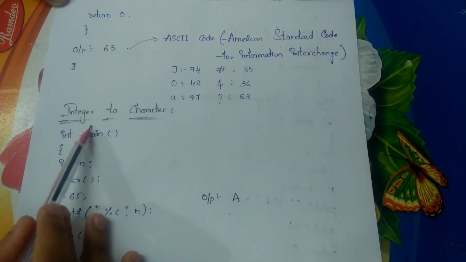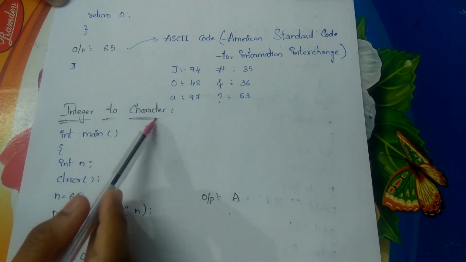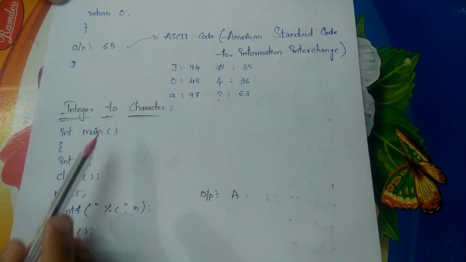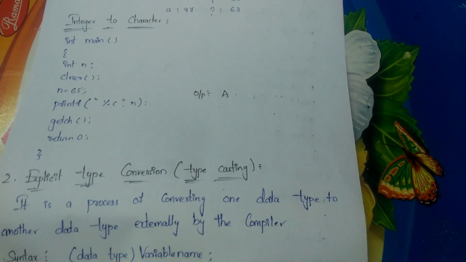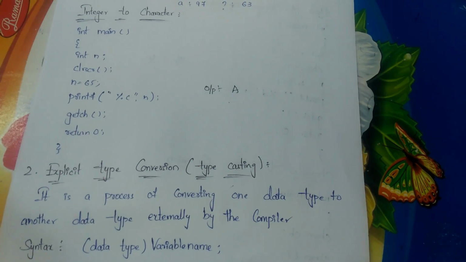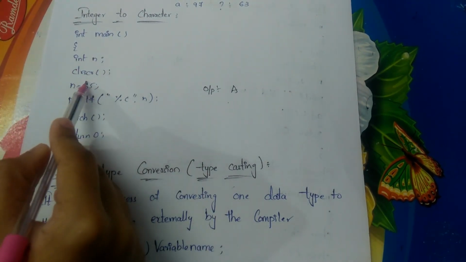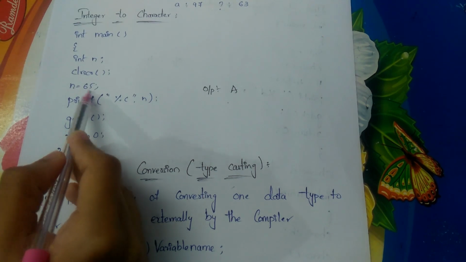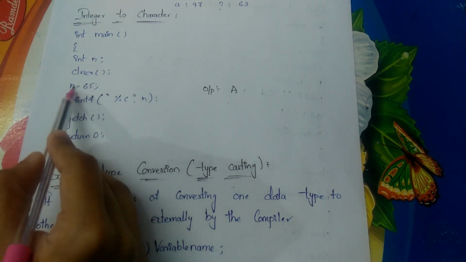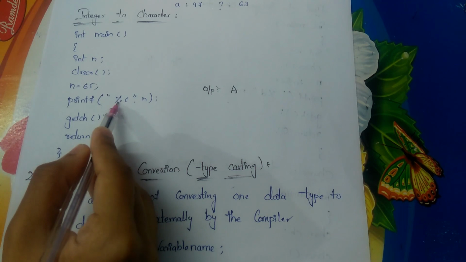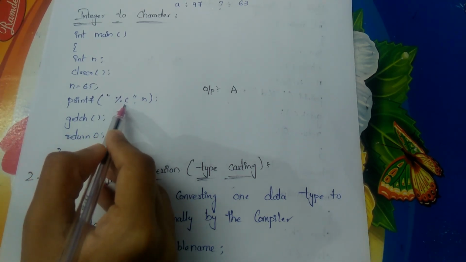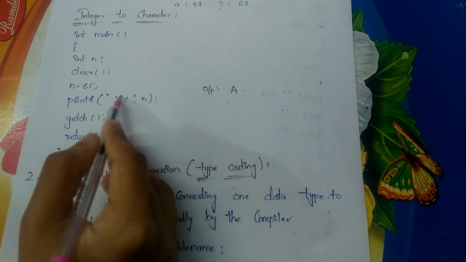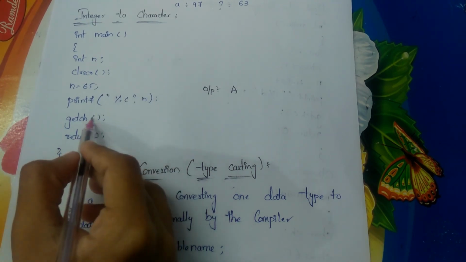And also we can convert the integer to character. So for integer to character conversion, first we have to include the header file. Then it starts with the main function. Open the block, and I am declaring one variable n with int data type, then clear screen. Then n is equal to 65. So I have assigned the 65 value to n. So printf, I am printing the %c. So we know that %c we use for the character. This is a format specification for the char data type, and this is for n. So getch, return 0.